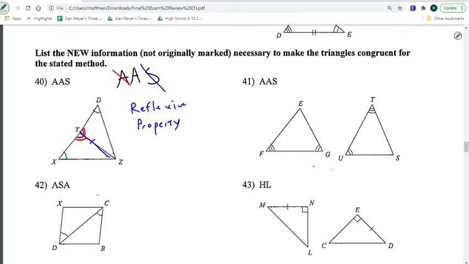So the new information I want, the answer to this question is angle X congruent to angle D. Because once I know this, I have angle, angle, side. So the question is basically asking, I know 2 things are equal. I know 2 pieces of information that are matching. Give me the 3rd piece of information.